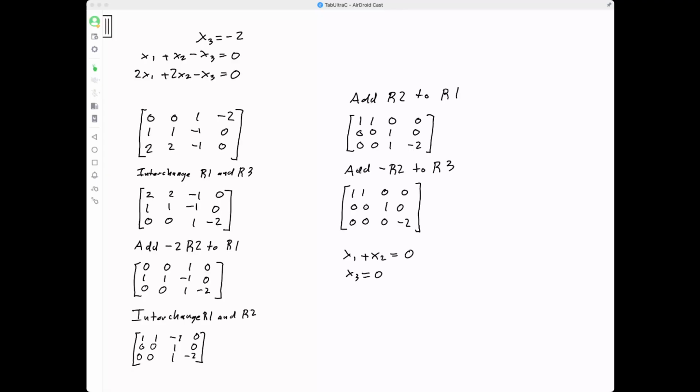Okay, now I know what x3 is. And the third row gives me 0 is equal to negative 2. And that's the problem. I can't make that be true no matter what I do. So there are no solutions that make that third row be true. But this is an equivalent matrix, so the set of equations that I got are equivalent to where I started. So there are no solutions to where I started.